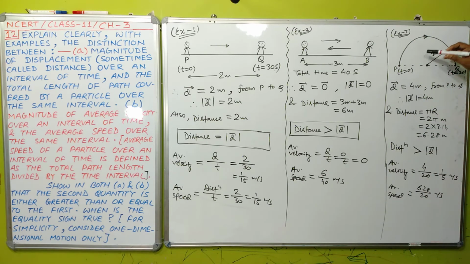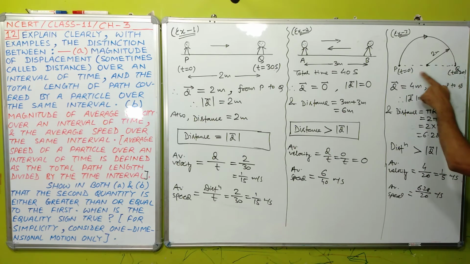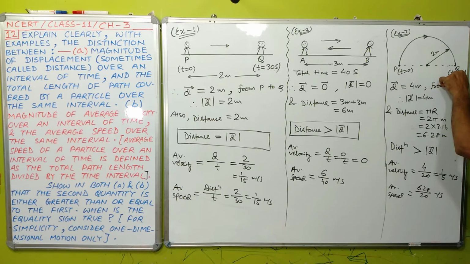Students, let us consider the last, third example. In this example, we are assuming that a particle moves from point P to Q through a semicircular path whose radius is 2 meter. The time taken, let us assume, is 20 seconds. Here t equals 0 means initially, and t equals 20 means the position after 20 seconds.